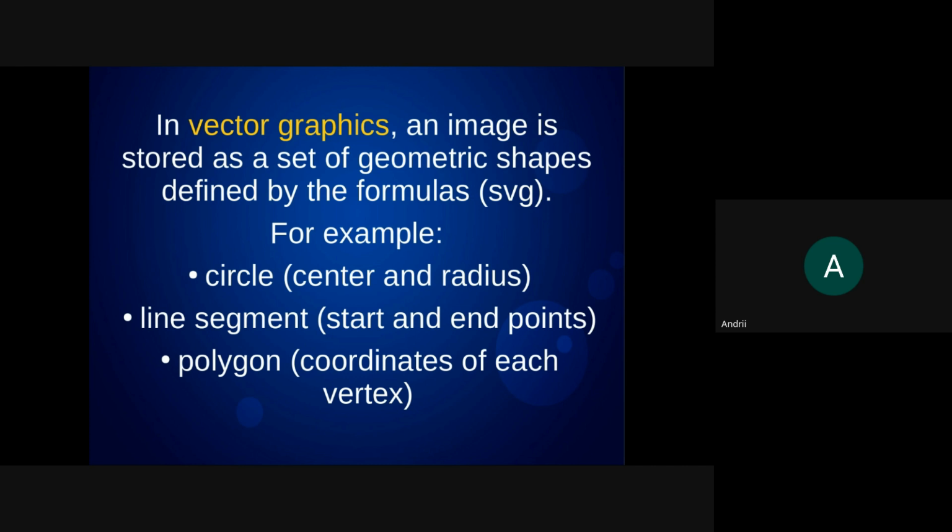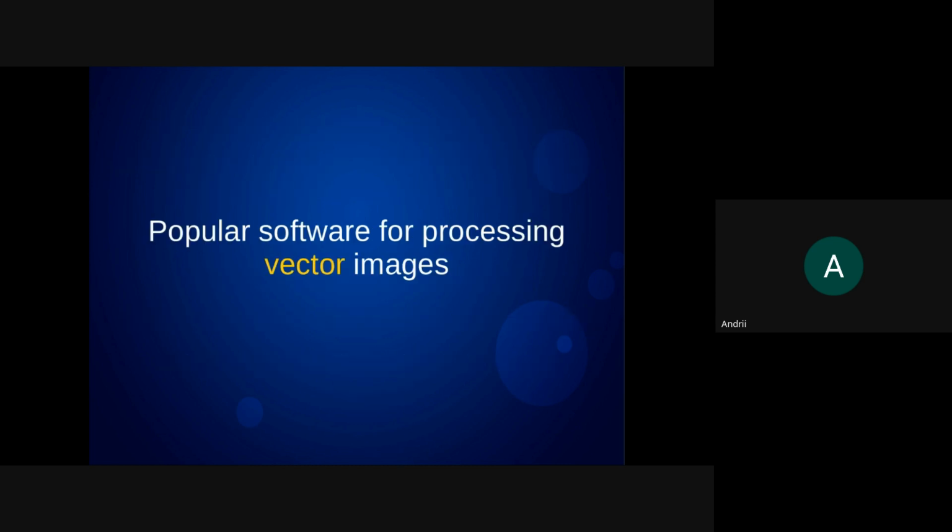Polygon. In order to specify a polygon, you just need to specify coordinates of each point, of each vertex. So no matter how big your polygon is, you just number all coordinates and that's it. And the file is very small.